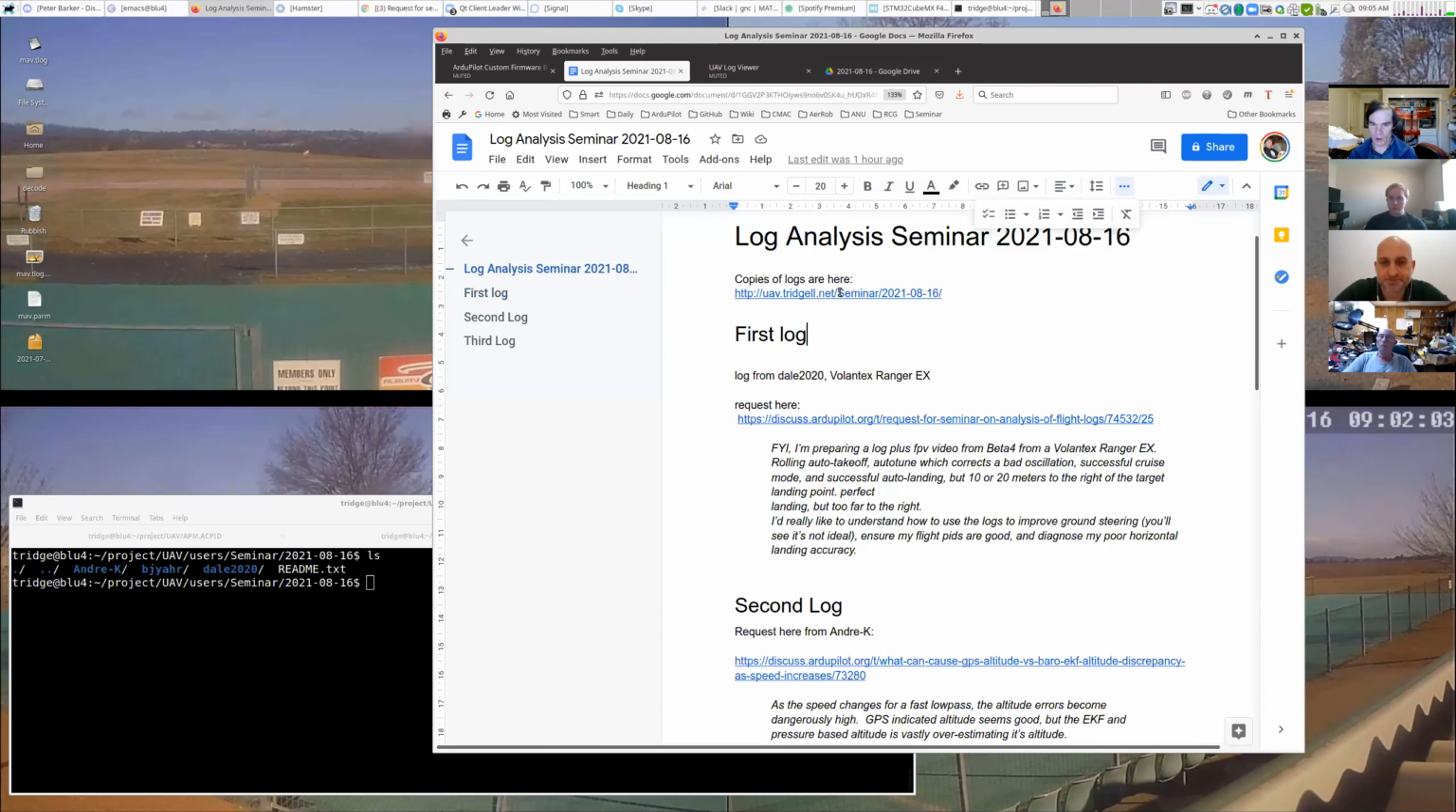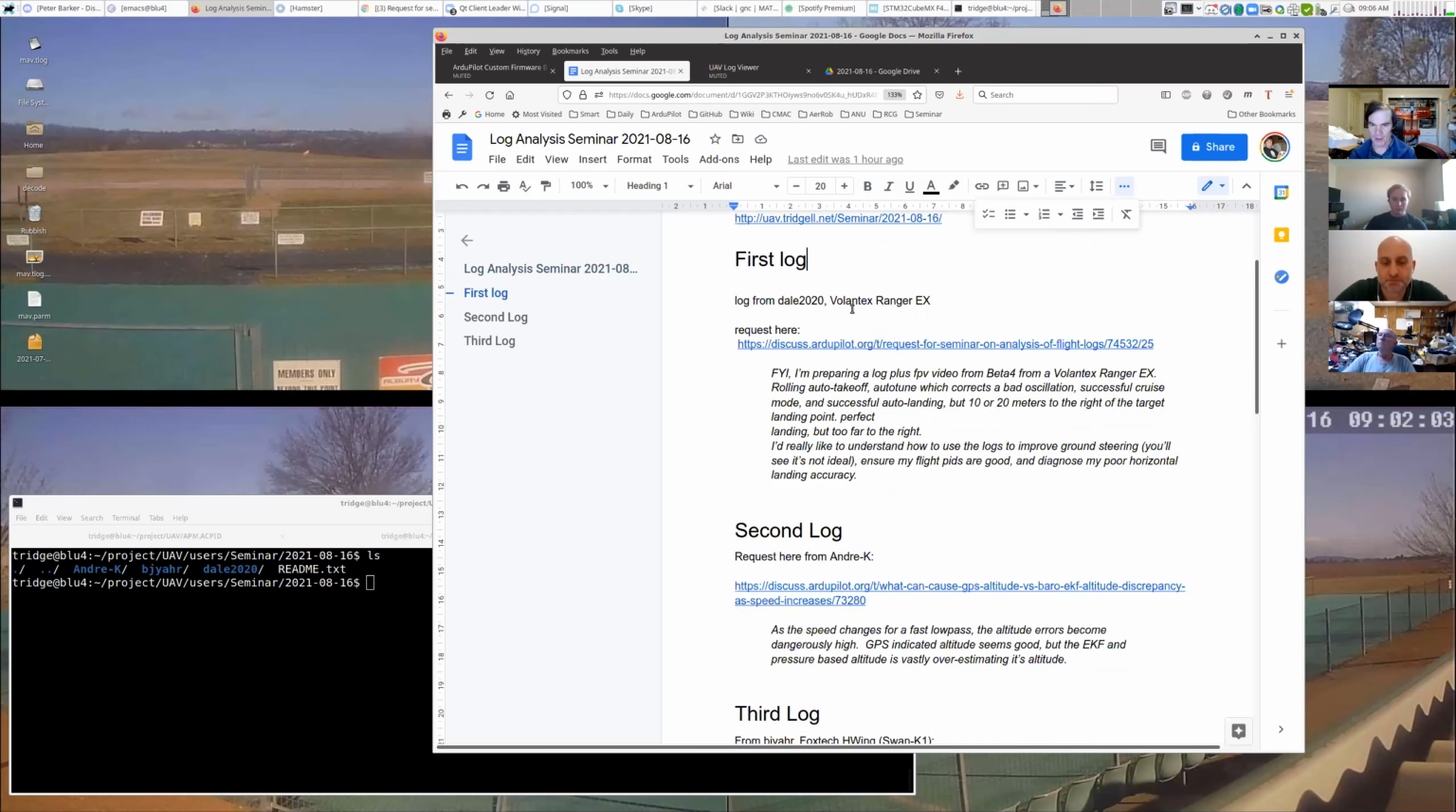So the first log that I chose was the one that Dale 2020 popped on the Discuss thread. The request he put in: he had a Valentix Ranger EX. For those who don't know it, that's a fixed wing, about 1.8 meter wingspan, 4-channel, actually 5-channel fixed wing, because it's got flaps.